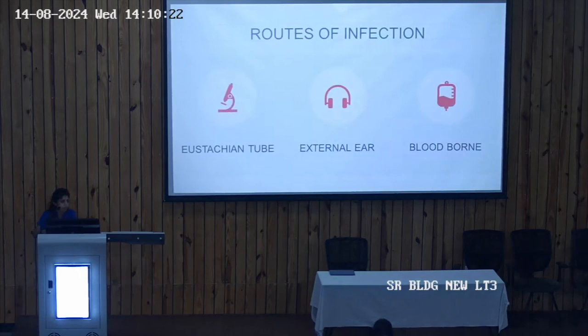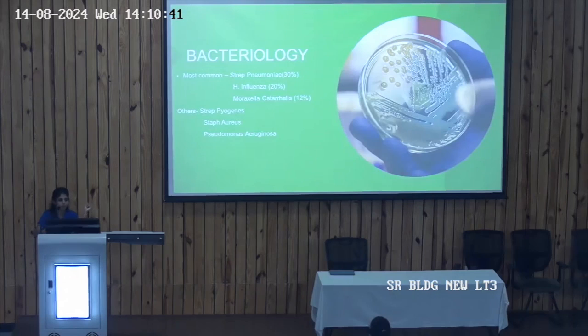What are the routes of infection for ASOM? It's through the eustachian tube due to rhinitis and sinusitis or any adenoid infection or tonsil infection. From the external ear through the perforation. If there is perforation, the organism can enter through there. And bloodborne, which is a very rare route of infection.